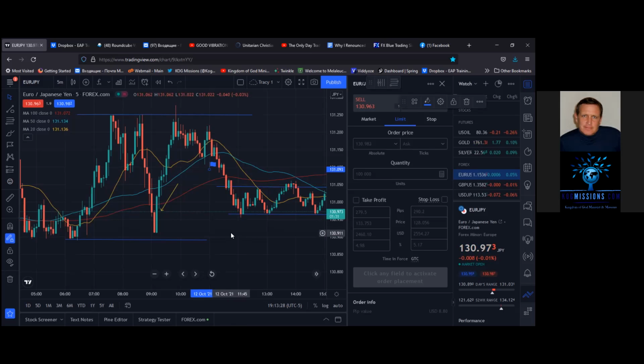But there's a couple things to confirm. You got a cross of your moving averages. You got good angle on your moving average. That tells me that the trend is strong going down. But then it bottoms out, and I get a double bottom. Here's the double bottom, yeah? Yeah. Now it breaks that top.